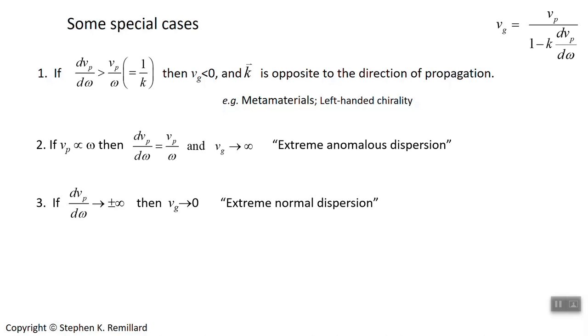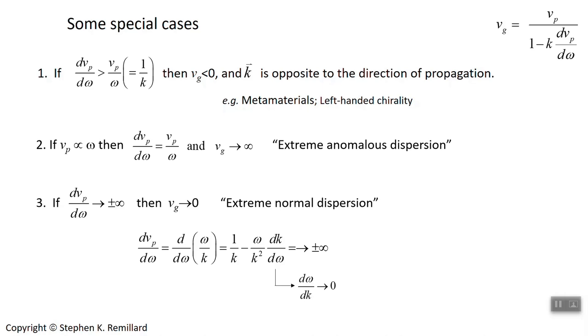To see a case where that might happen, let's evaluate that derivative. So d by d omega of v phase, which is omega over k, use the product rule, 1 over k minus omega over k squared dk by d omega. So that goes to infinity. Now when I look at this, what is going to infinity? K is not going to 0, so it's not that. And omega is not going to infinity, so it's not that. It must specifically be the derivative dk by d omega that's blowing up. Or rather, d omega by dk is going to 0.